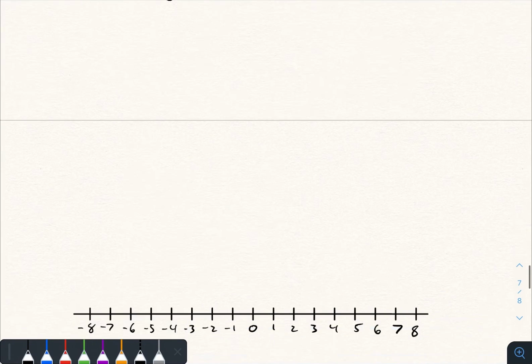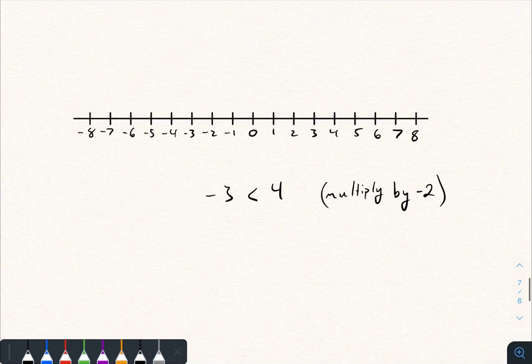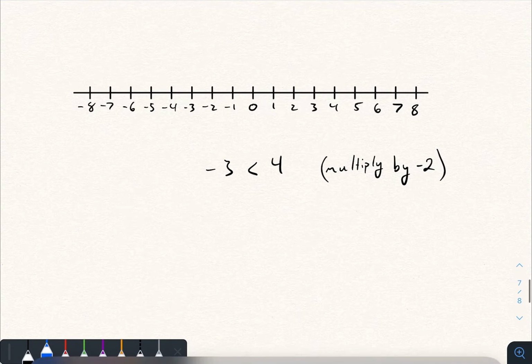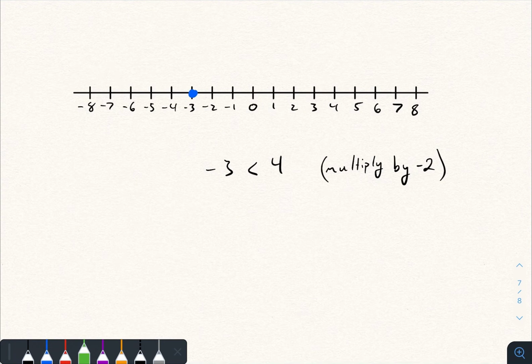All right, so what happens when we multiply an inequality by a negative, though? Here we have negative 3 on the left, and positive 4 on the right. So we know that negative 3 is less than 4 because negative 3 is further to the left on the number line, and 4 is further to the right. And what happens when we multiply by negative 2?